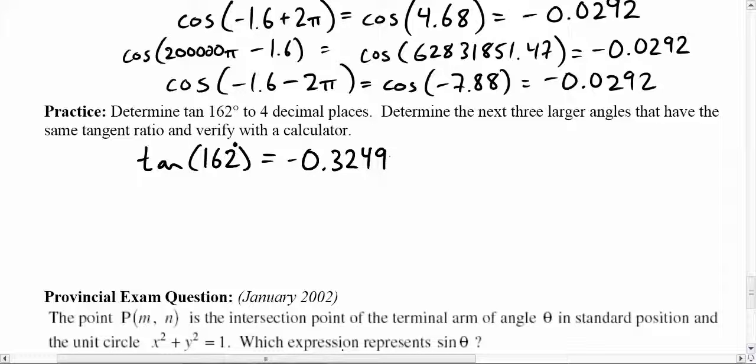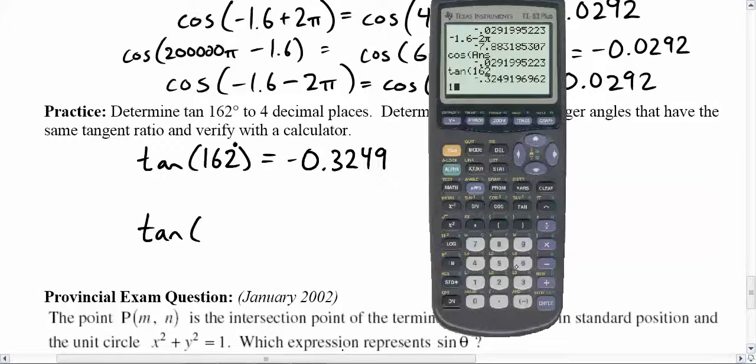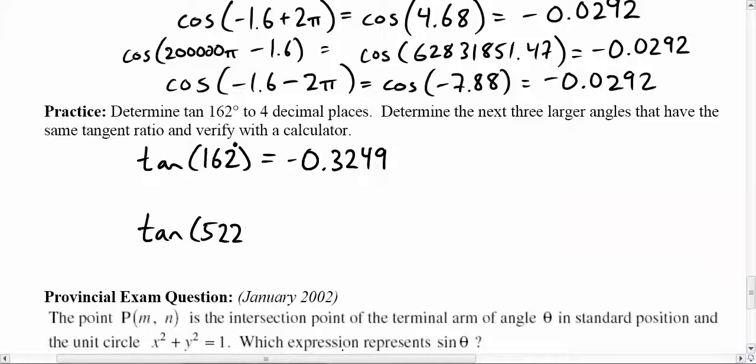Oh, you need me back. So we want to find the next 3 larger angles that have the same tangent ratio. So how can you get another angle that has the same tangent? Add 360. So we want the next 3 this time. I don't let you guys have as much creativity with this one. I added a bracket on accident. There we go. So 522.